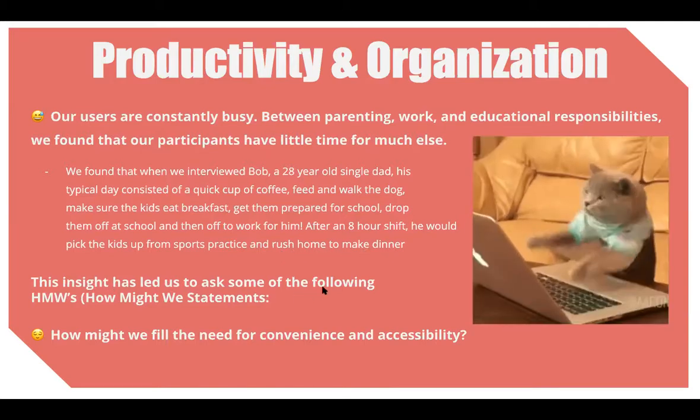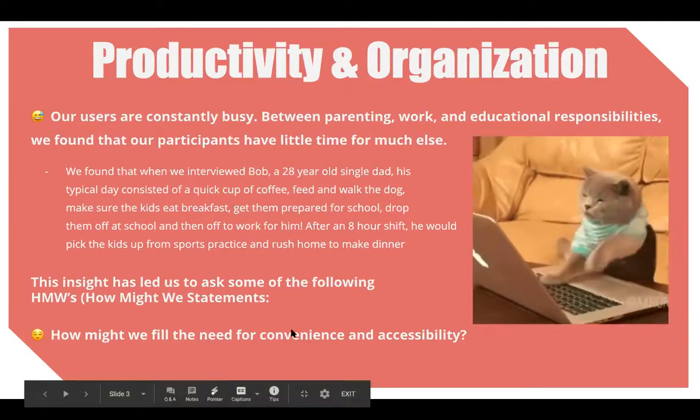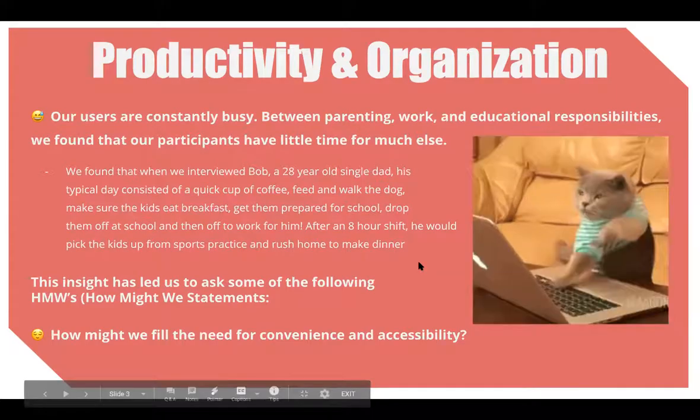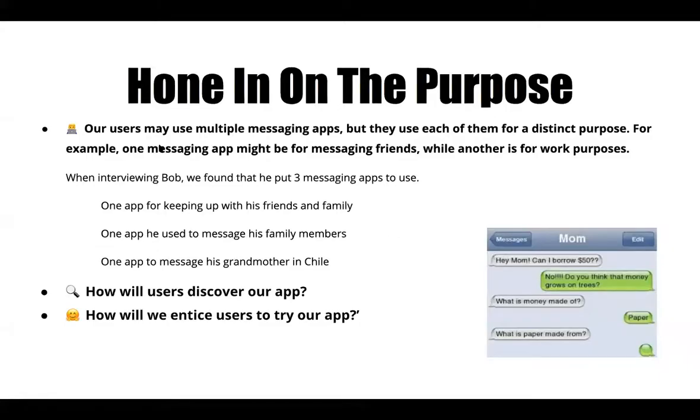This insight has led us to ask some of the following how might we statements. How might we fill the need for convenience and accessibility? Our users, we need to hone in on the purpose, and our users use multiple messaging apps, but they use each of them for a distinct purpose. For example, one messaging app might be used for messaging friends, while another is for work purposes. When interviewing Bob again, we found that he put 3 messaging apps to use. One app for keeping up with his friends and family, one he used for messages to only family members, and one to message his grandmother in Chile.